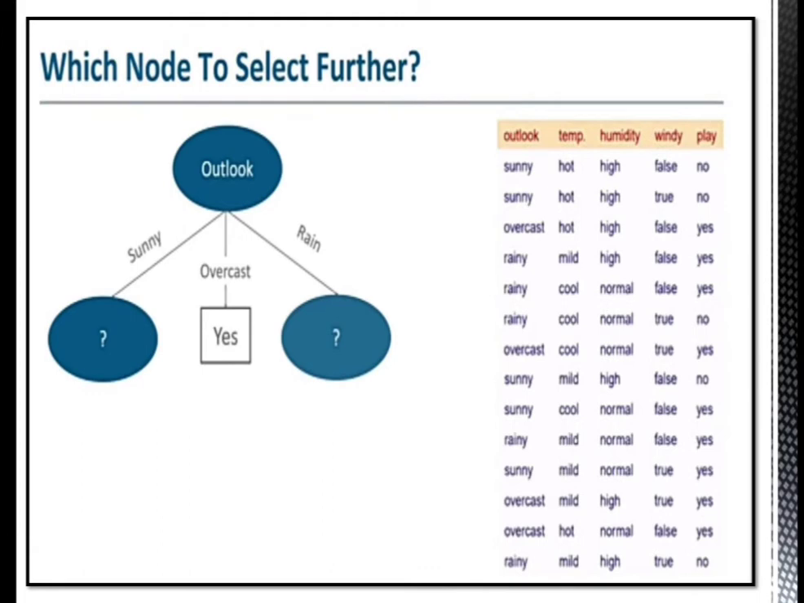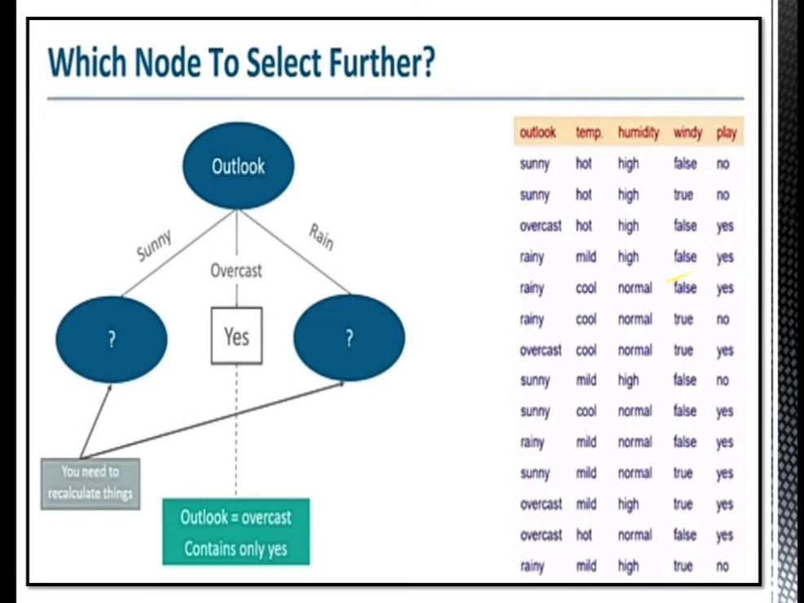Here we can see that outlook is at the root, and for the outlook attribute we have 3 values, that is sunny, overcast and rainy. When the outlook is overcast we can play tennis because all instances are yes. But in the case of sunny and rainy values, in sunny we have some yes and some no, and also in rainy we have some yes and some no. Again we have to find the best attribute for the sunny value and also for the rainy value, and then we will go on splitting according to the conditions.